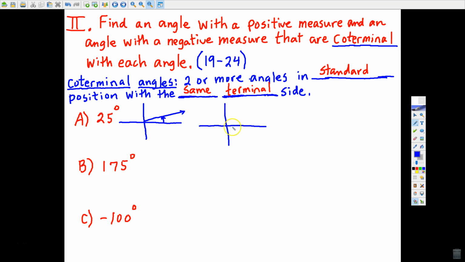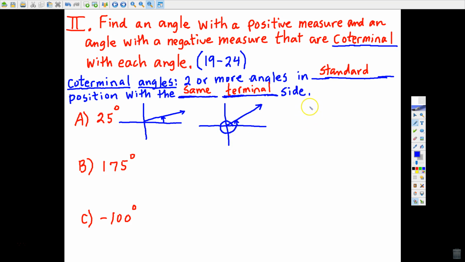Okay, so let me just do it like this. If I started here, initial side, I went all the way around plus another 25, these two angles have the exact same terminal side, and that's what it means to be coterminal. They're obviously different measures. This is 25 degrees. This is 385 degrees because I went all the way around 360 and then I did another 25.